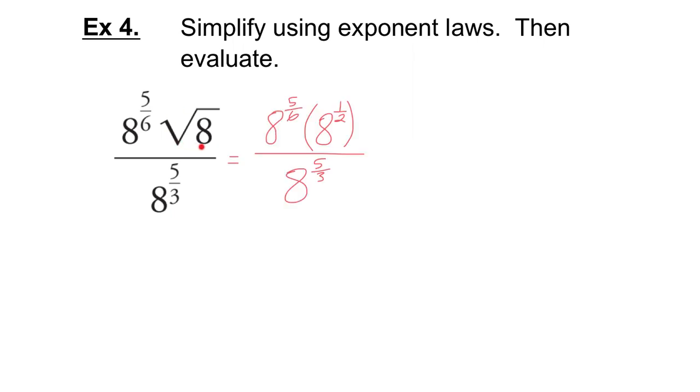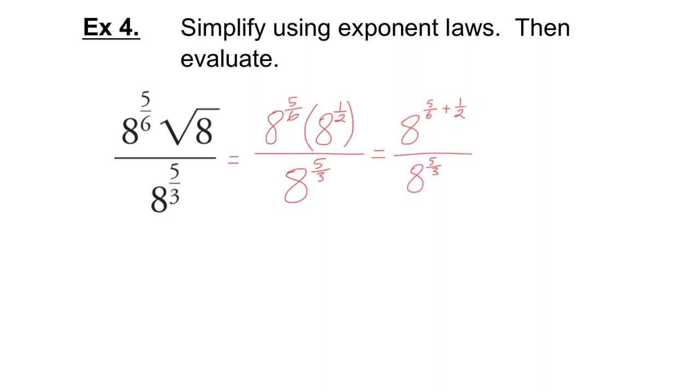First off, I'm going to take this square root of 8 and write it as a rational exponent. And now that all my powers have the same base with exponents, I can start using my exponent rules. I'm multiplying powers with the same base, so I will add the exponents. Now, I'm adding 5/6 and 1/2.